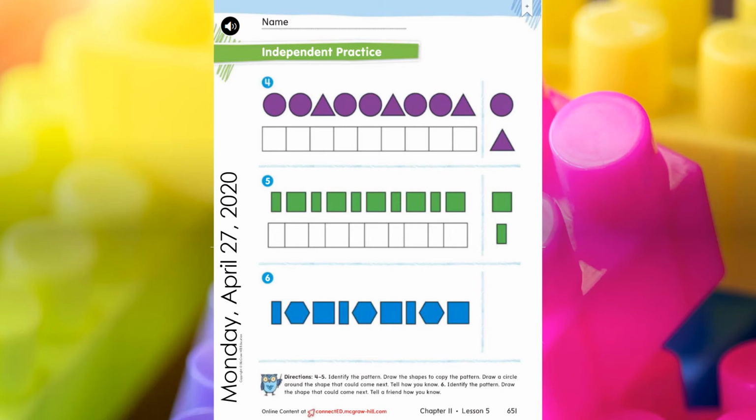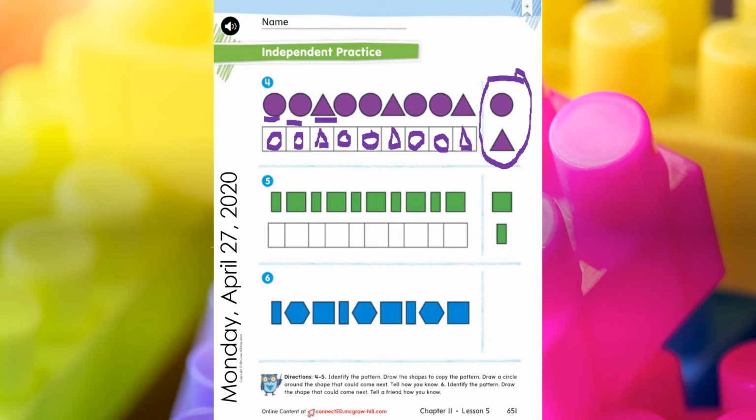All right, second verse, same as the first. So it's much like what we did on the other page. We'll start continuing with our pattern, and this is an AAB pattern again. So we're just going to say the pattern as we draw it. Circle, circle, triangle. Circle, circle, triangle. Circle, circle, triangle. What shape comes next? You circled the right shape, not both of them. So which one comes next?